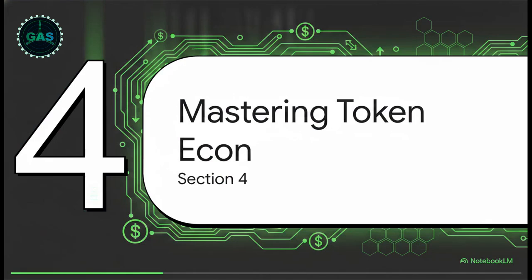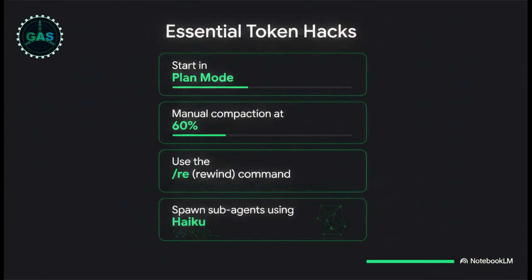Which brings us perfectly to Section 4, Mastering Token Economics. We need exact, rapid-fire strategies to keep our context pristine and keep our wallets happy. So, first up, always start in plan mode. Don't let the AI write a single line of code until you both agree on the architecture. This prevents thousands of wasted tokens on wrong paths.